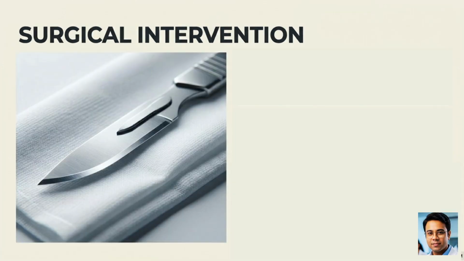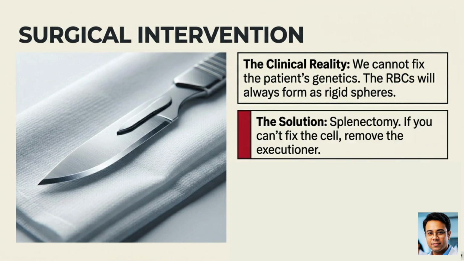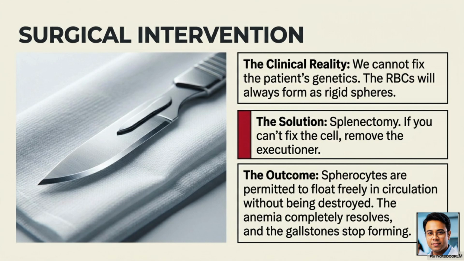What about surgical intervention? The clinical reality is that we cannot fix the patient's genetics. The RBCs will always form as rigid spheres. The solution is a splenectomy. If you can't fix the cell, remove the executioner. The outcome is that spherocytes are permitted to float freely in circulation without being destroyed. The anemia completely resolves and the gallstones stop forming.